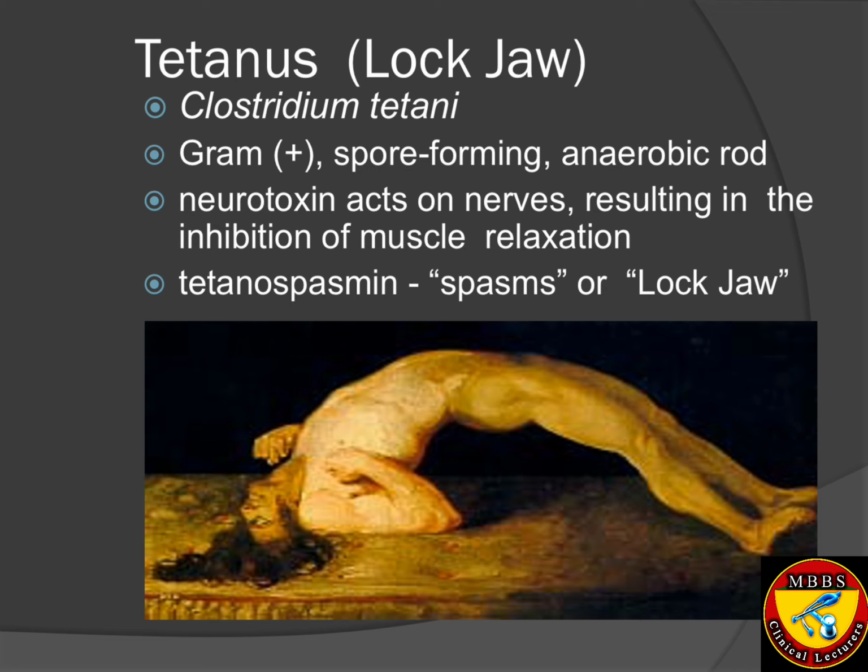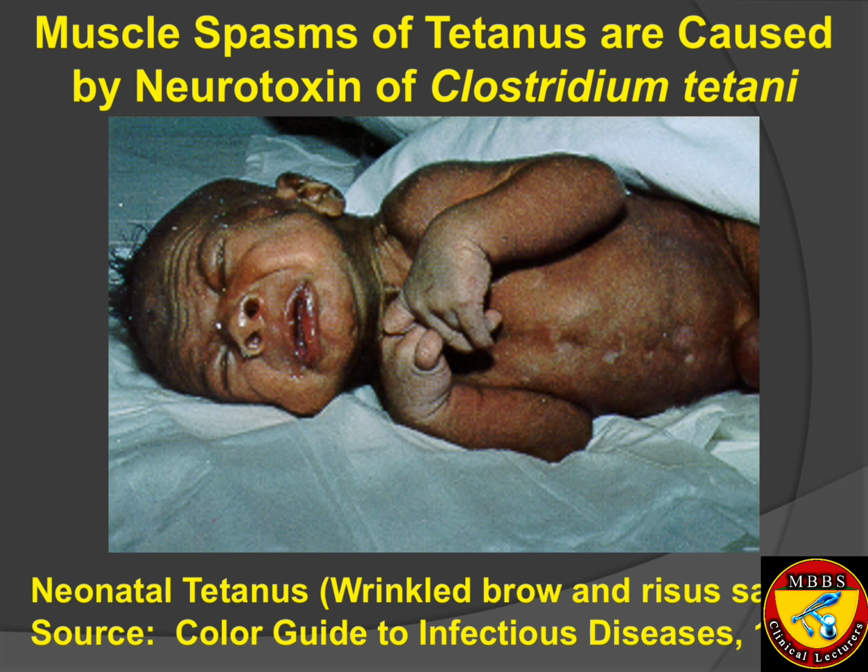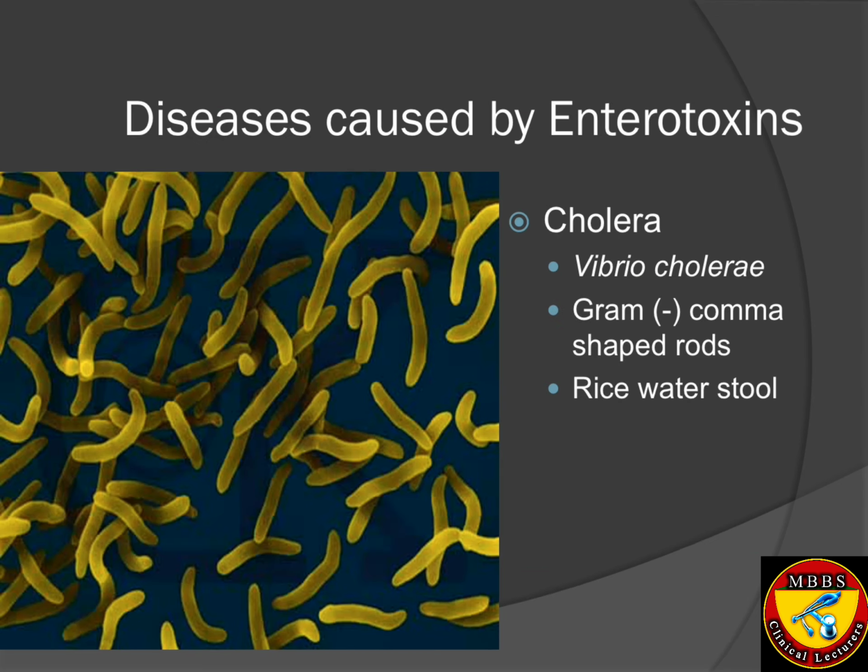So this is a classic picture of full-blown tetanus, which causes opisthotonus. Muscle spasms of tetanus are caused by the neurotoxin of Clostridium tetani. Now, what are the diseases caused by the enterotoxins?